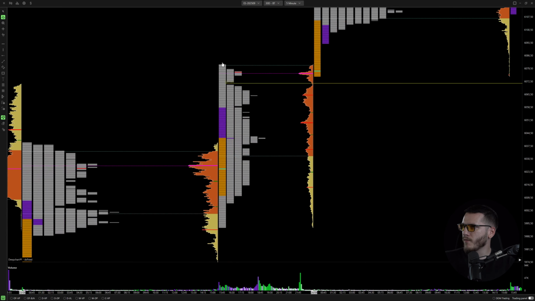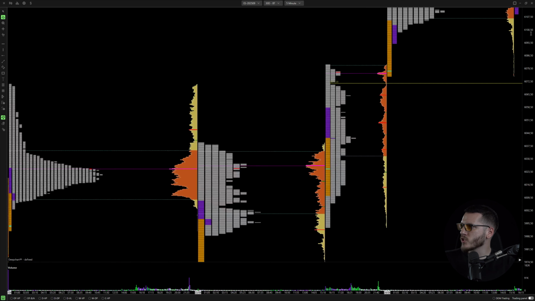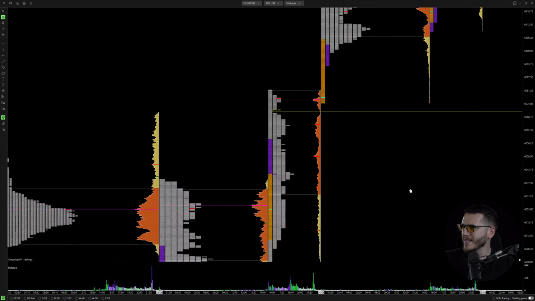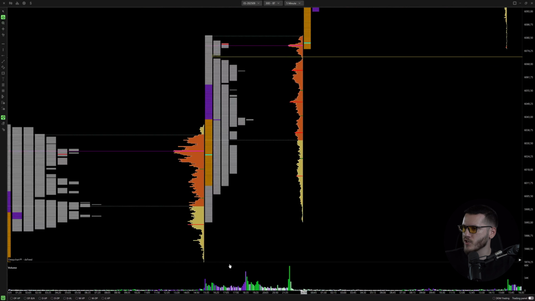Aligned to the left, we have the TPO. Aligned to the right, we have the volume profile. And so we get, for every session, both the market profile and the volume profile, okay? And let's analyze this current cash session, okay?